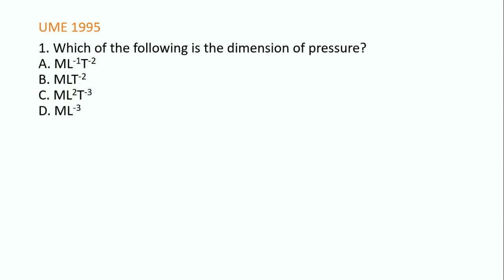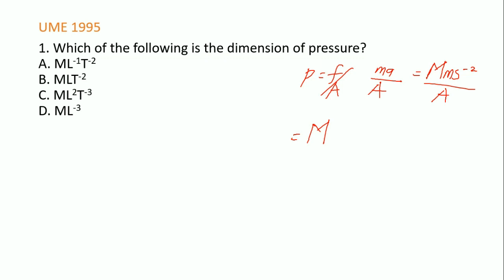UTME 1995 question number 1. Which of the following is the dimension of pressure? Now we know that pressure is force per unit area, and force is mass times acceleration. Then with the pressure we're having over area, the mass is M, capital letter M. Then we are having acceleration. Remember that acceleration is meter per square second divided by area. So we will be having capital letter M. The dimension for meter is length. Dimension for second is time. So we have T, capital letter T, to the -2 divided by the dimension for area. If you think about it, area is length times length, which is going to be L to the 2. So we will be having M L T to the -2 over L to the 2.